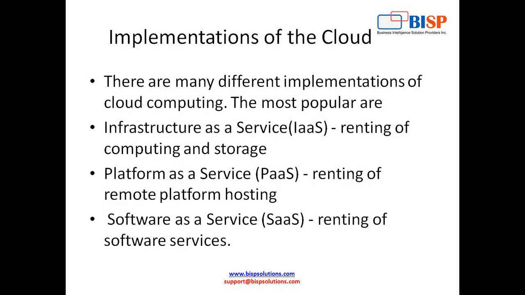We'll see what the implementations of the cloud are. There are 3 popular implementations of the cloud. One is called infrastructure as a service. The second one is platform as a service. And the third one is software as a service. So what are these? Infrastructure as a service is nothing but renting of computing and storage area in the regular cloud computing system.